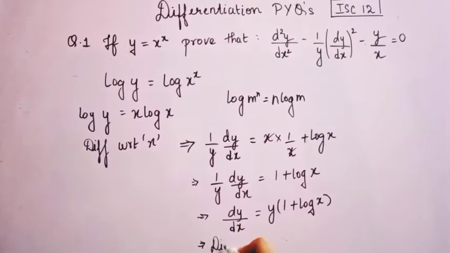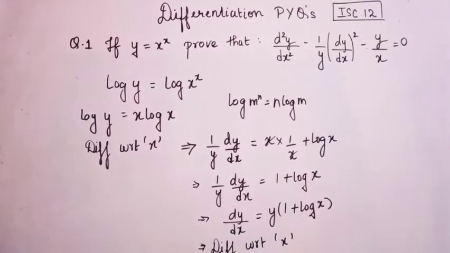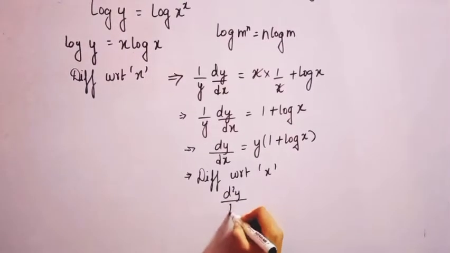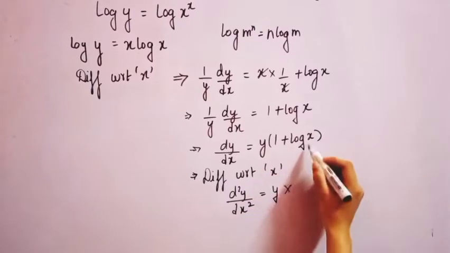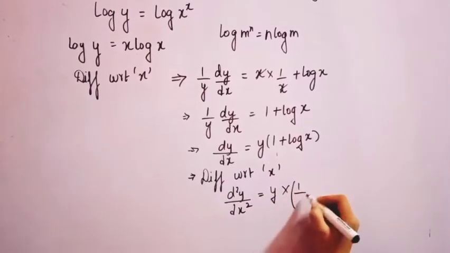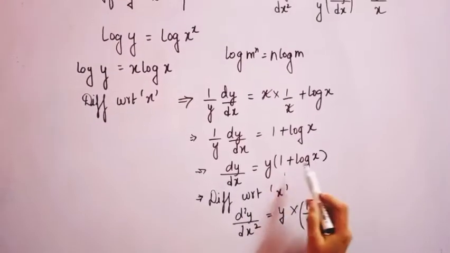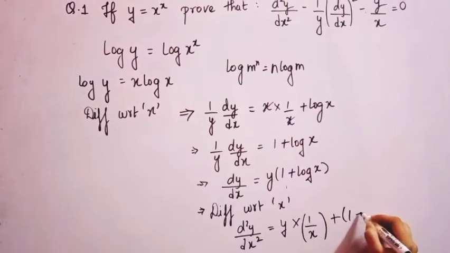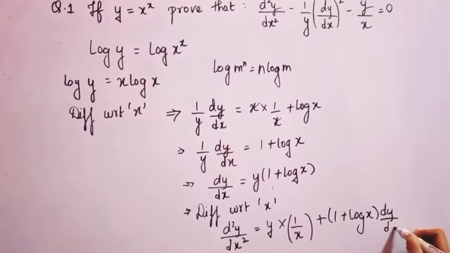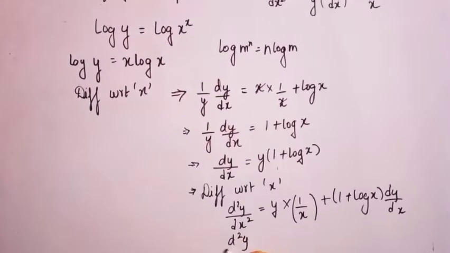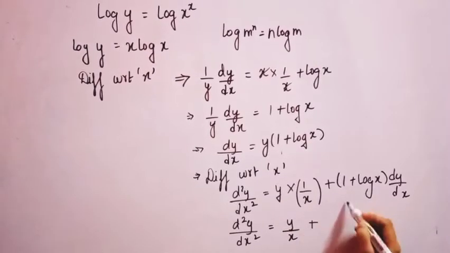So differentiating with respect to x again, this becomes d2y by dx square equals, product rule here, that is y into differentiation of 1 plus log x is 1 by x only, because the differentiation of a constant, that is 1, is equal to 0, plus 1 by x. Now plus 1 plus log x into dy by dx. d2y by dx square equals y by x plus (1 plus log x) dy by dx.